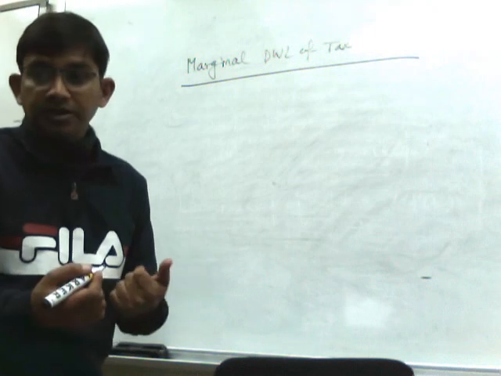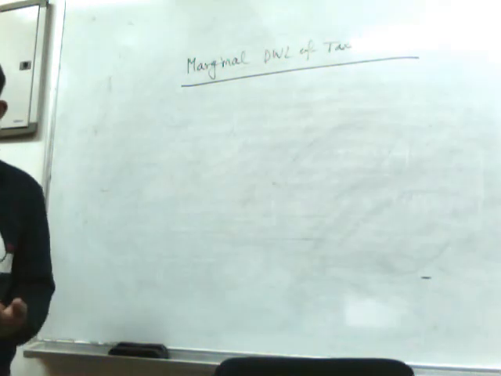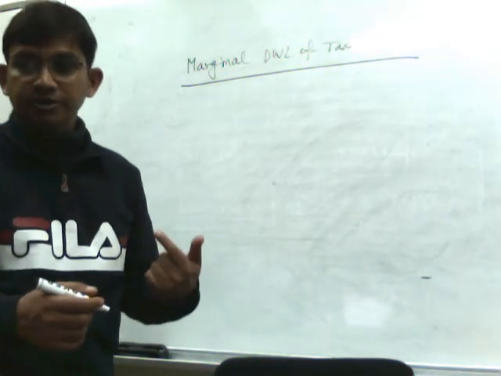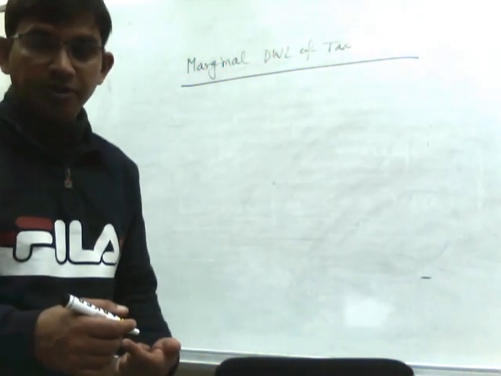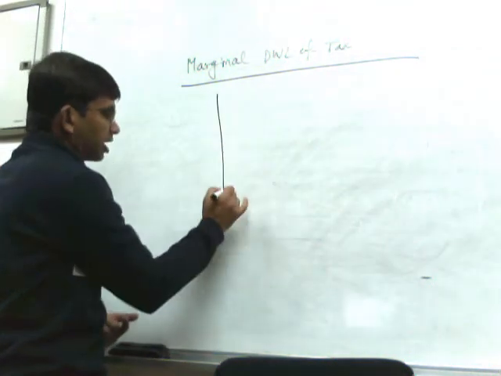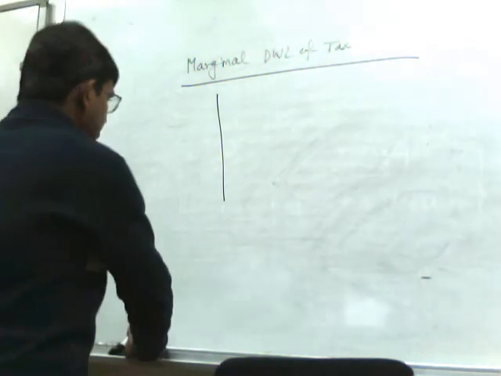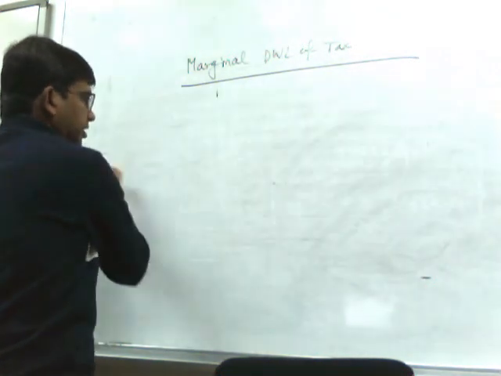So now in this part we will prove that for each additional unit of tax, the marginal deadweight loss will be more than the previous one. For an additional unit of tax, the additional deadweight loss will be more than the original one. So it will keep on increasing.